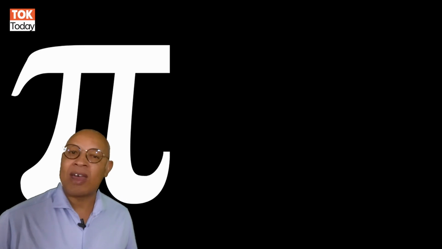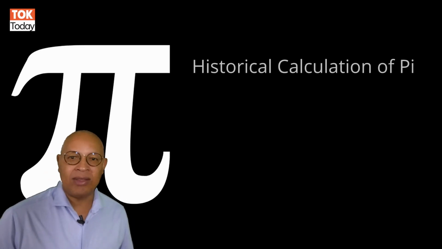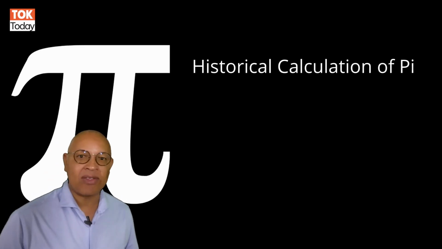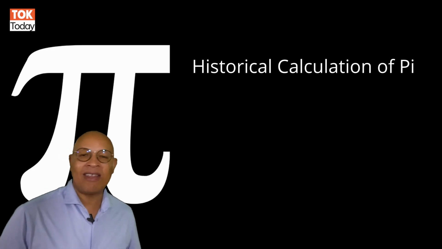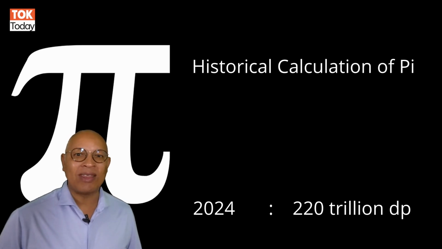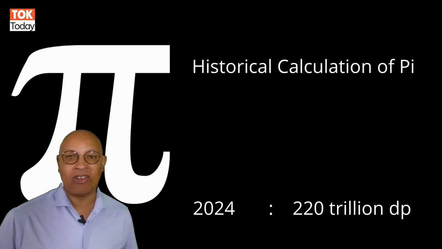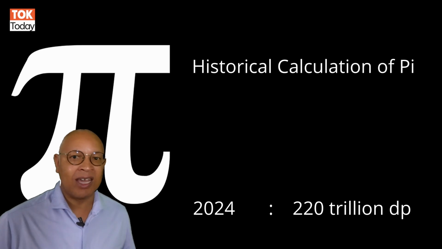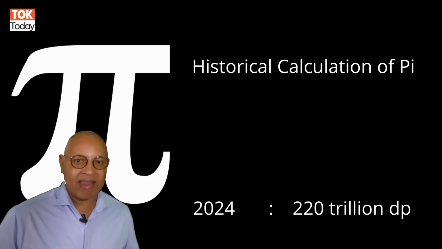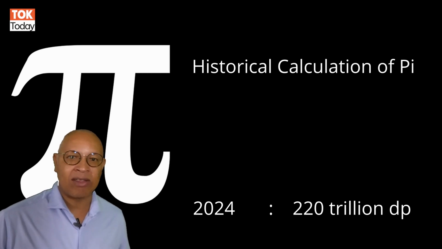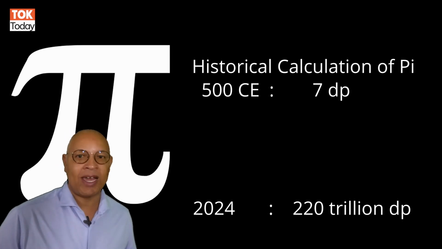In June 2024, pi, the ratio of a circle's circumference to its diameter, was calculated to 220 trillion decimal places. Our earliest recorded history of the calculation of pi is from China in the early 5th century. At this time, pi was calculated to 7 decimal places.